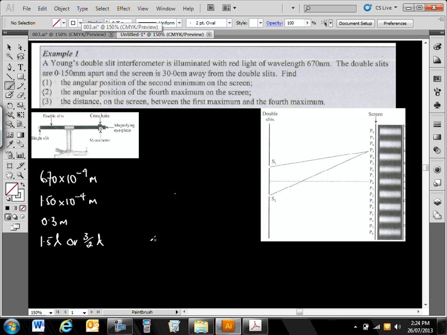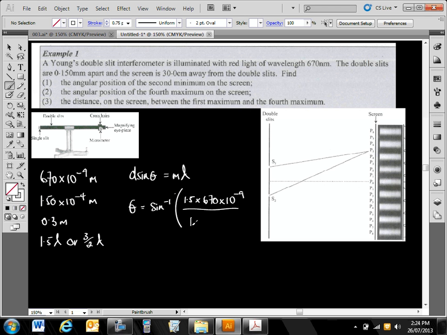So d sine theta equals m lambda. Theta, now angular position theta, is sine to the power of -1, m lambda on d, isn't it? m is 3 on 2. 1.5 times 670 times 10 to the -9 over 1.5 times 10 to the -4.